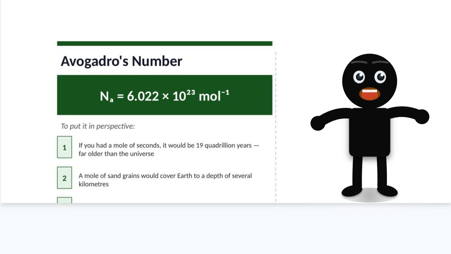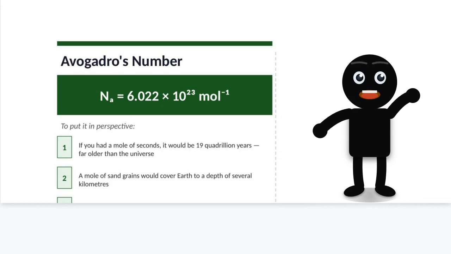But here is the most practical fact for chemistry: 1 mole of any gas at standard temperature and pressure occupies exactly 22.4 liters. This is called the molar volume, and you will use it constantly in gas problems.